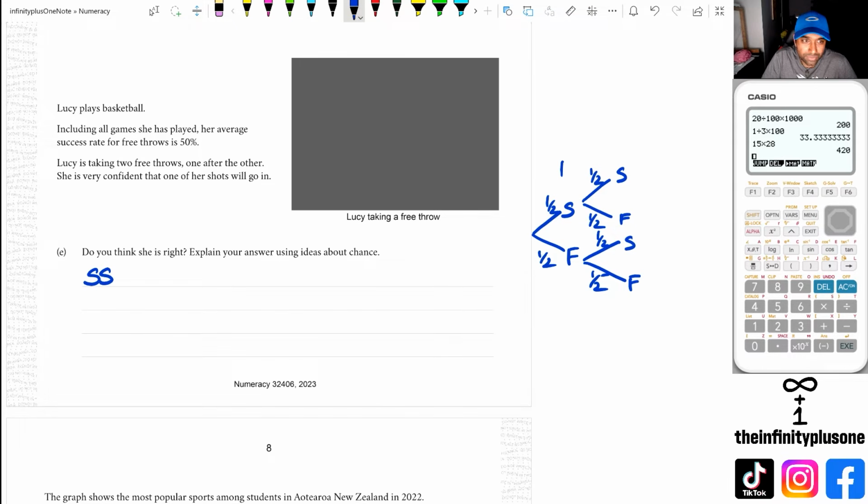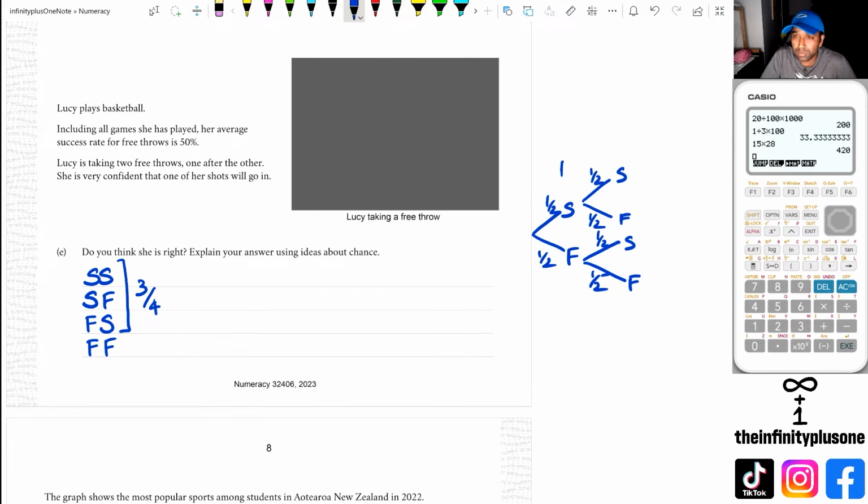So she makes the first shot and the second shot, or she makes the first shot but misses the second shot. So I'm going to put that as a fail. She fails the first shot but makes the second shot, and then finally she fails both shots. If you look at it, you've got 4 possibilities that could happen, and in 3 out of the 4 possibilities, she is going to make at least one shot.